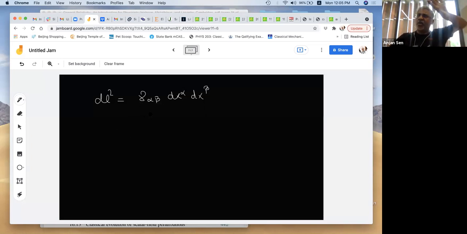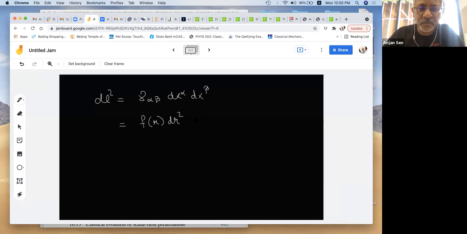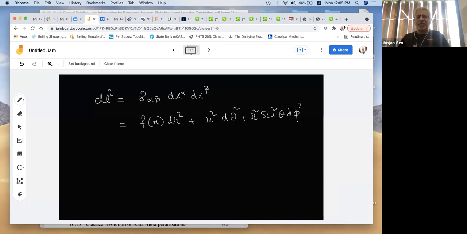So remember that there is always an overall time factor that we sometimes introduce. But other than that overall time factor, this metric can be written, because of its spherical symmetry, as some f(r) dr² plus r² dθ² plus r² sin²θ dφ². This is overall a spherically symmetric metric that we have, giving the isotropy. Now, what is f(r)?